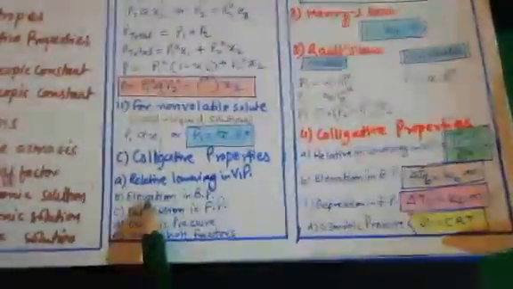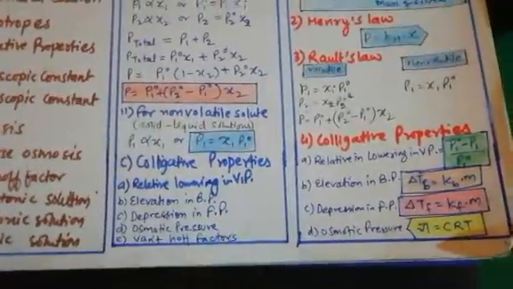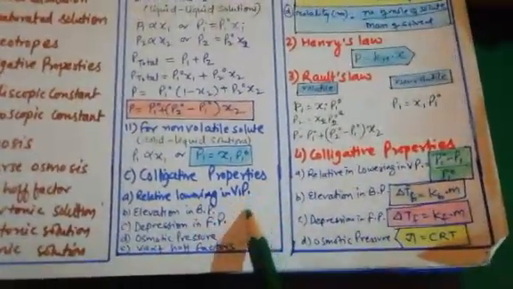Third is colligative property, that is relative lowering of vapor pressure, elevation in boiling point, depression in freezing point, osmotic pressure, and one topic is there, that is Van't Hoff factor. So once we derive all these equations, then it will help us to solve the numericals.